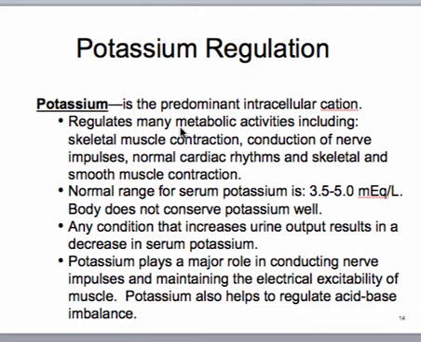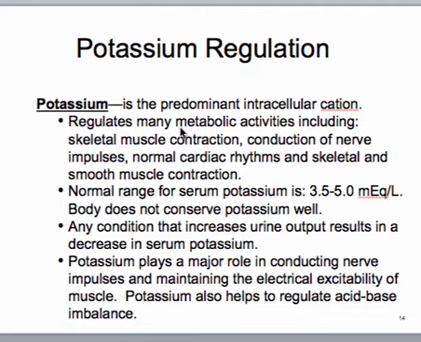It regulates many metabolic activities, including our skeletal muscle contraction, conduction of nerve impulses, and is responsible for normal cardiac rhythms. The normal range for serum potassium is 3.5 to 5.0 mEq per liter, and we know that with our labs, we can always give and take a little bit on either end. It is more specific for the specific facility.